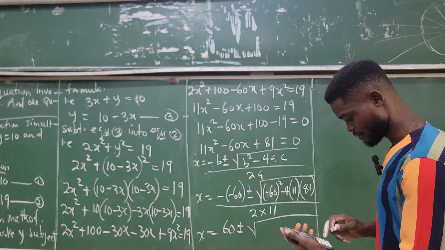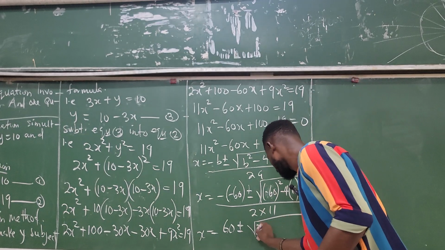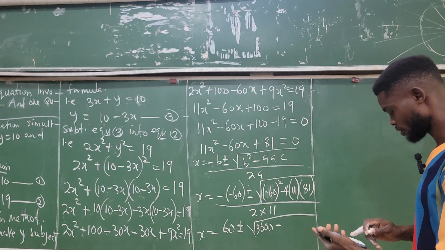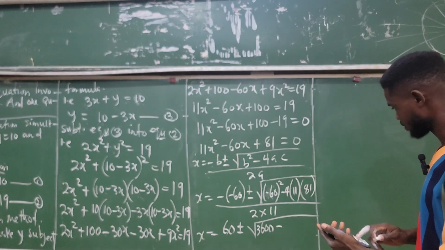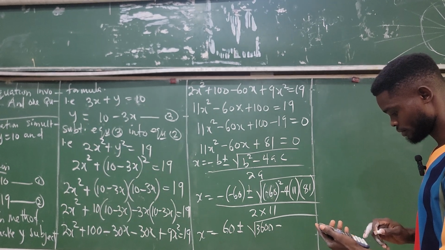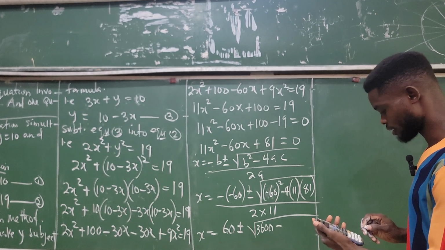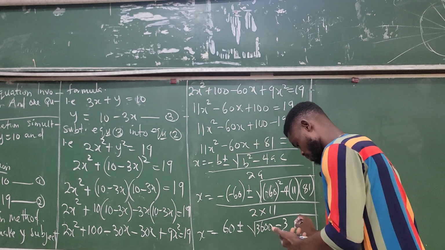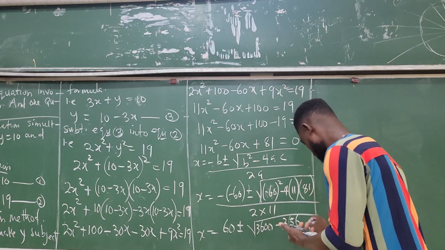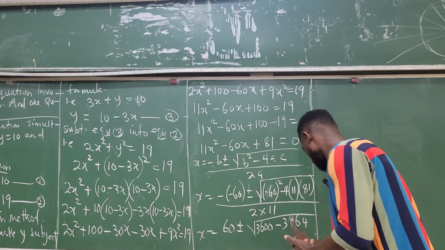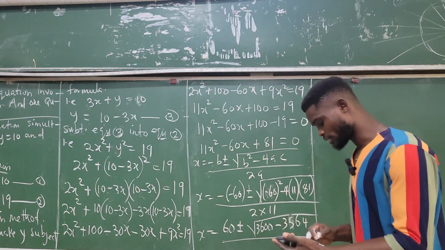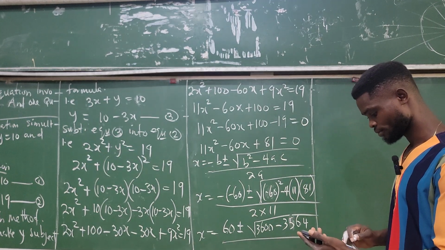60 square, that's 3,600, minus 4 times 11 times 81. That is 3,564, divided by 2 times 11, that's 22.